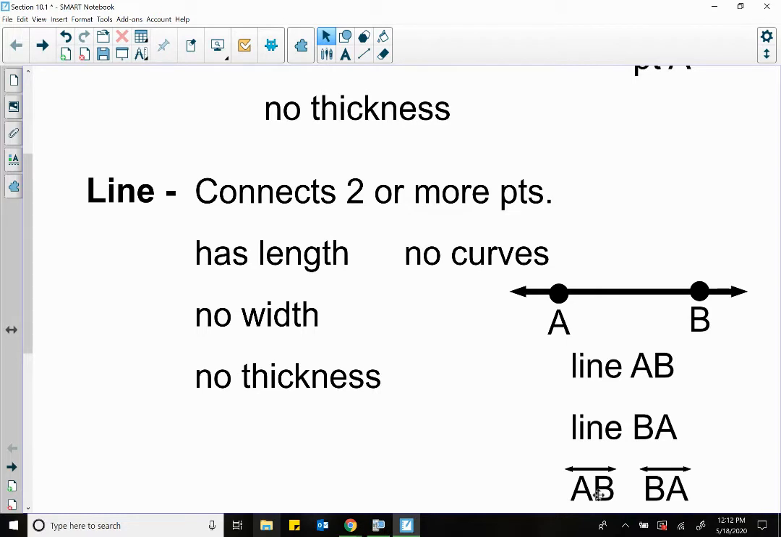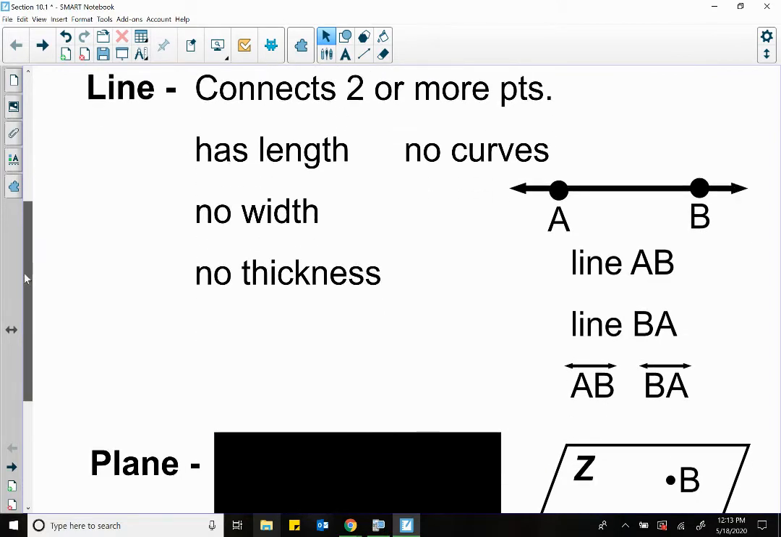Here's a way to speed up the naming of a line. You can write AB and put the line symbol above it, or write BA and put the line symbol above it. Either way, when you name a line, you need 2 points. Okay? 2 points to name a line.